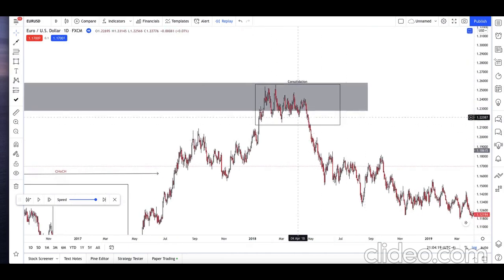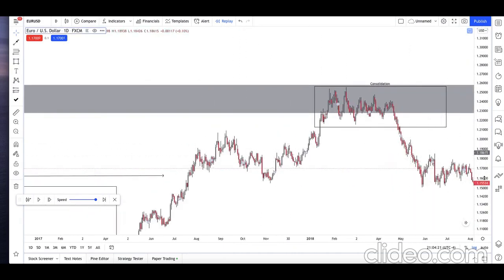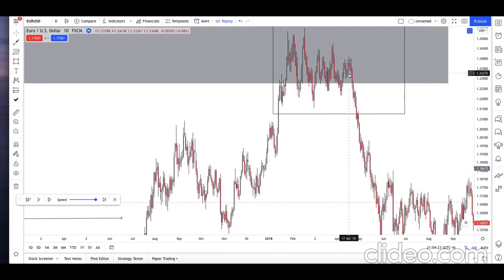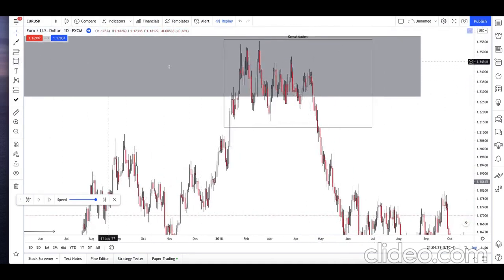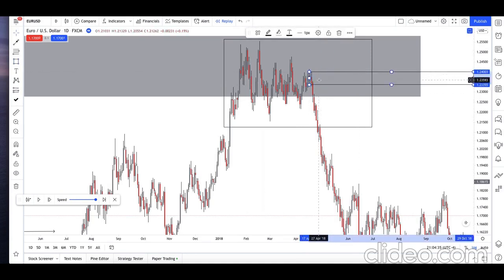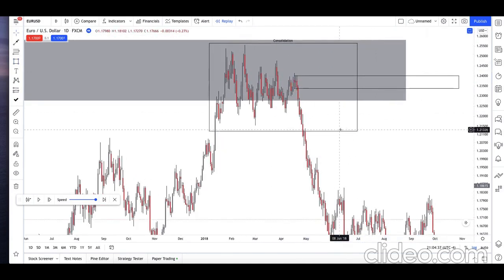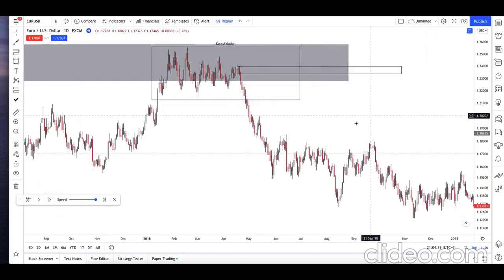And now let's zoom in a bit into this area. Once price expanded over to the downside, we can see that there were some imbalances left, right? So let's mark out the last area of supply before that move over to the downside. So essentially this is a nice area of supply that we have on the daily, right? So let me zoom out a bit.